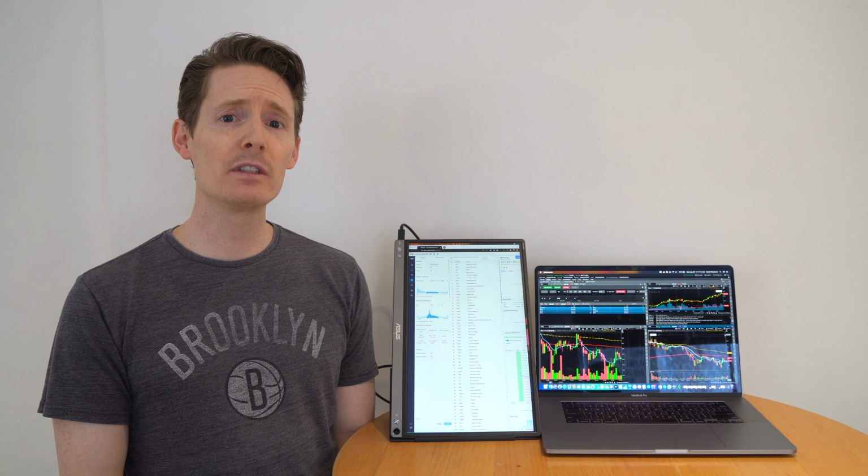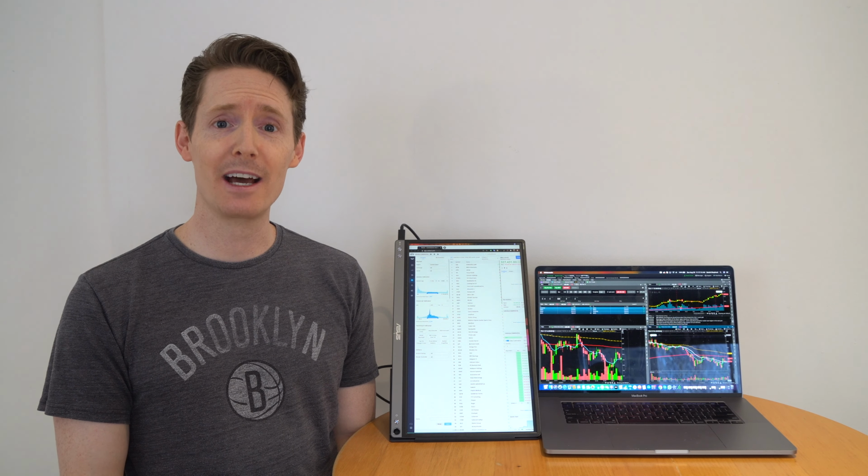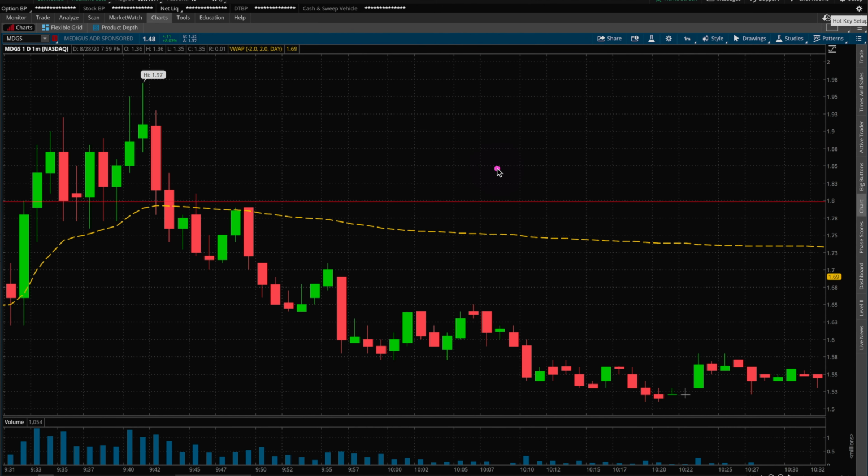Okay, so let's head over to the computer now and start with the topping tail candlestick. So topping tail candlesticks are a great indicator of a potential reversal in a stock. The topping tail will generally be present in a stock that has been trading up and is possibly ready for a reversal. And the candle will look like this.